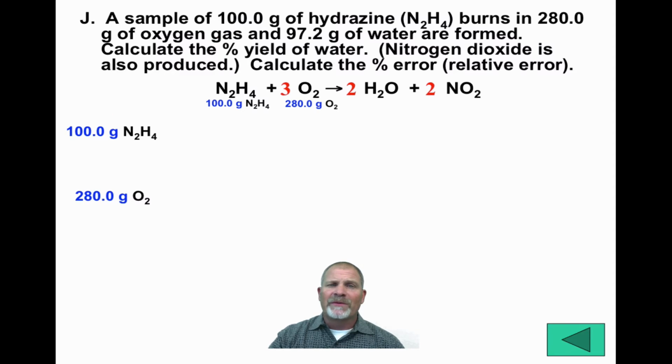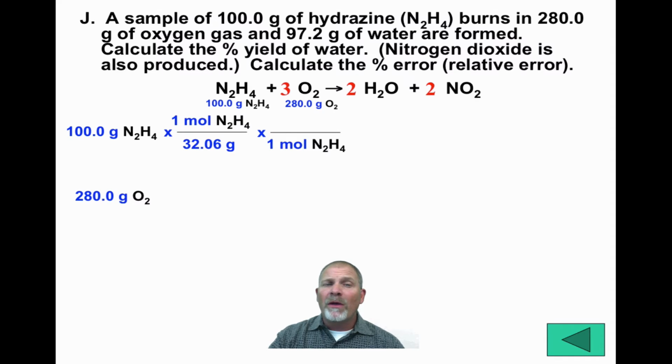So there's my 100 grams of hydrazine from the problem. The first step, always when I start out with mass, is molar mass. And so I have to get down to the mole. And so I looked up and added up 2 nitrogens and 4 hydrogens. I got 32.06 grams per mole. My grams cancel out and I'm in moles.